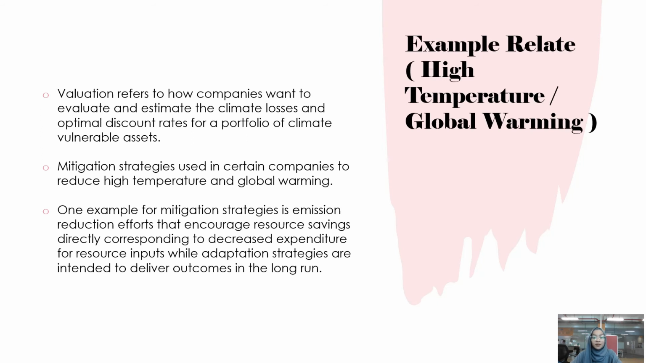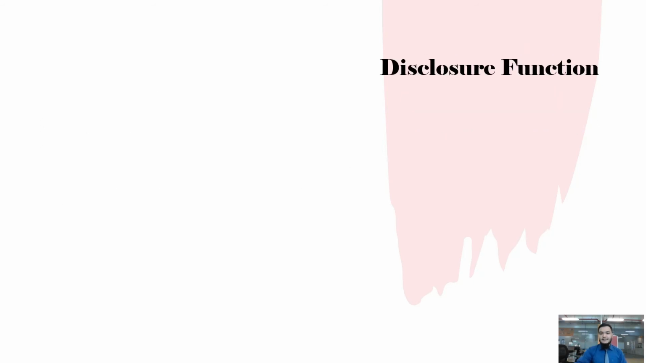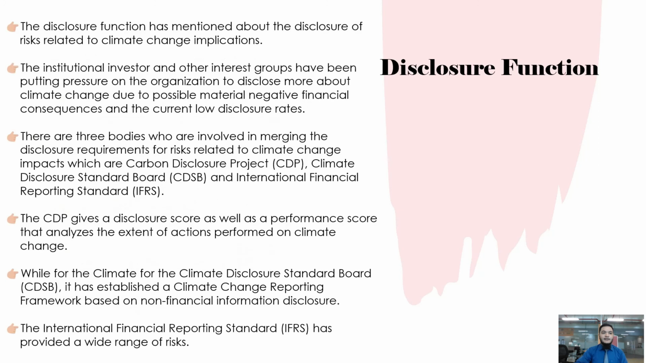Mitigation strategies are used in certain companies to reduce high temperature and global warming. One example of mitigation strategies is emissions reduction efforts that encourage resource savings directly corresponding to decreased expenditure for resource input, while adaptation strategies are intended to deliver outcomes in the long run. The last function is the disclosure function. The disclosure function concerns the disclosure of risks related to climate change implications.